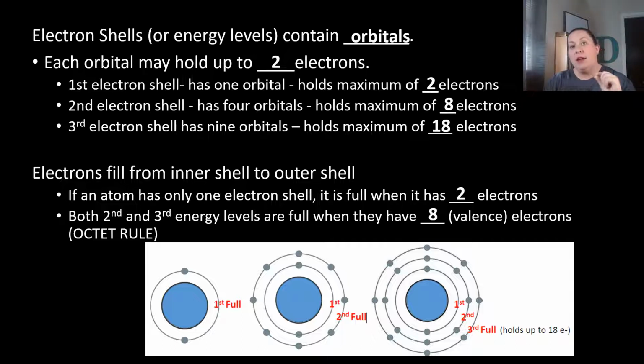We're going to use the octet rule for both the second and the third energy levels. If they have 8 in there, 8 valence electrons, then they're happy. They're not going to react with anything else. They are happy because they have 8. That's why we call it the octet rule, because octet tells you that there are 8 of them. It is a little more complex than what I'm telling you, but we're going to be very basic with this, saying that there's 8 electrons.